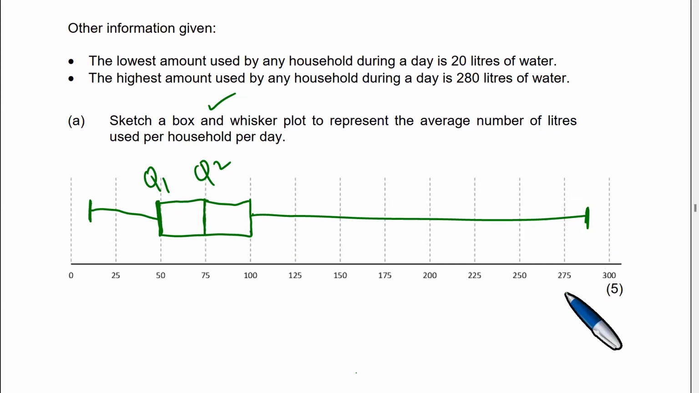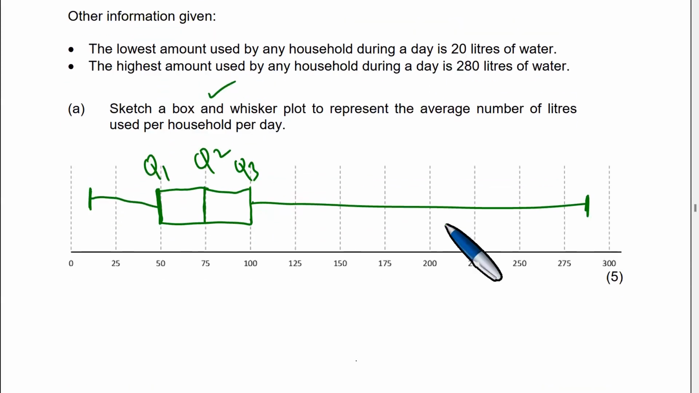So you'd have this kind of a drawing. This would be the diagram, and this will be the box and whisker plot, because you have to sketch the box and whisker plot to represent the average number of liters in this case, and you have Q3 here. So on average, you'll get this box and whisker plot.